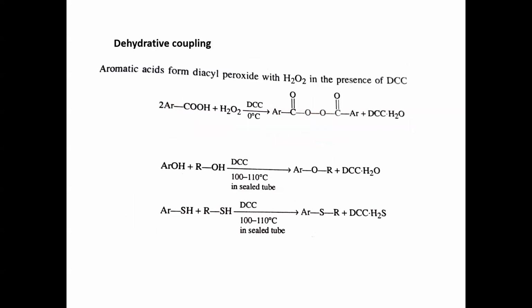Next application of DCC is dehydrative coupling. Dehydrative coupling means we have two aromatic acids here, ArCOH. There is hydrogen peroxide in between, HOOH. This is another molecule of organic acid. Here what happens is that the OH and this H will go out as water, and you can see this H and this OH will go out as water. As a result of that, a new peroxide bond is formed.